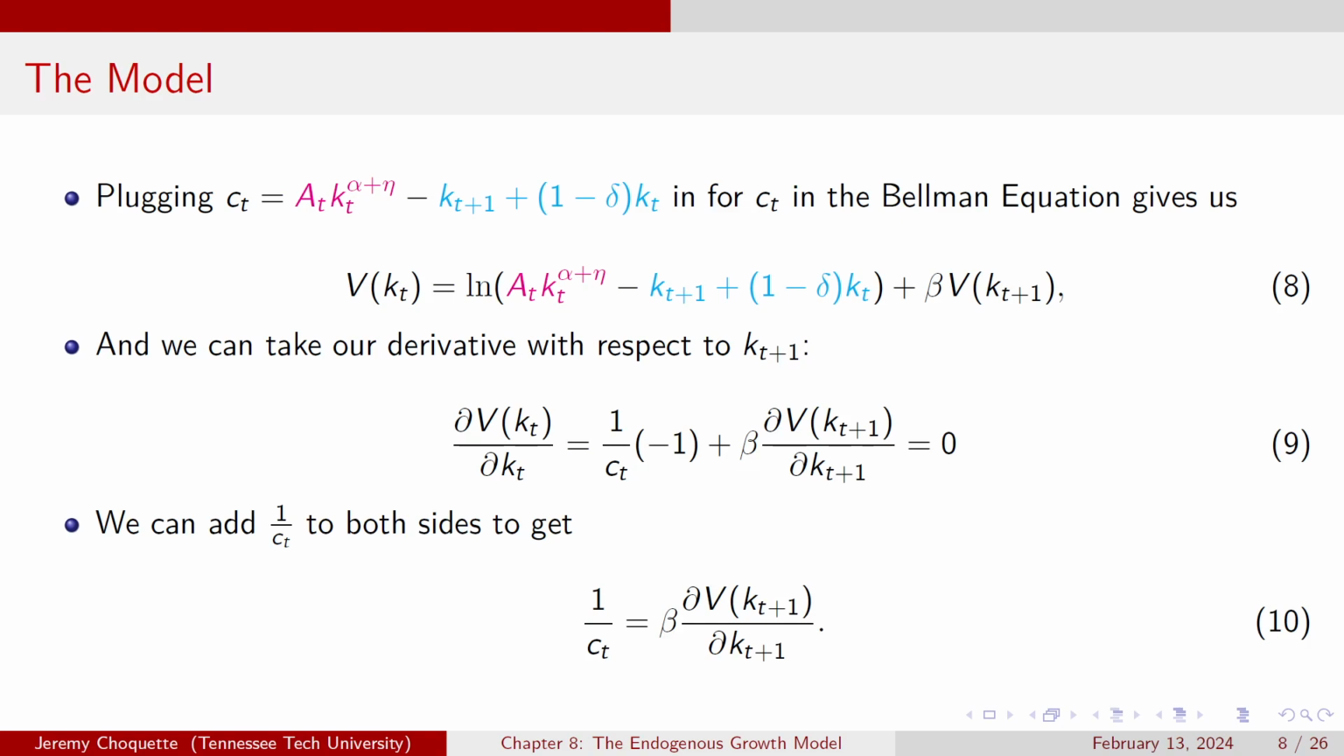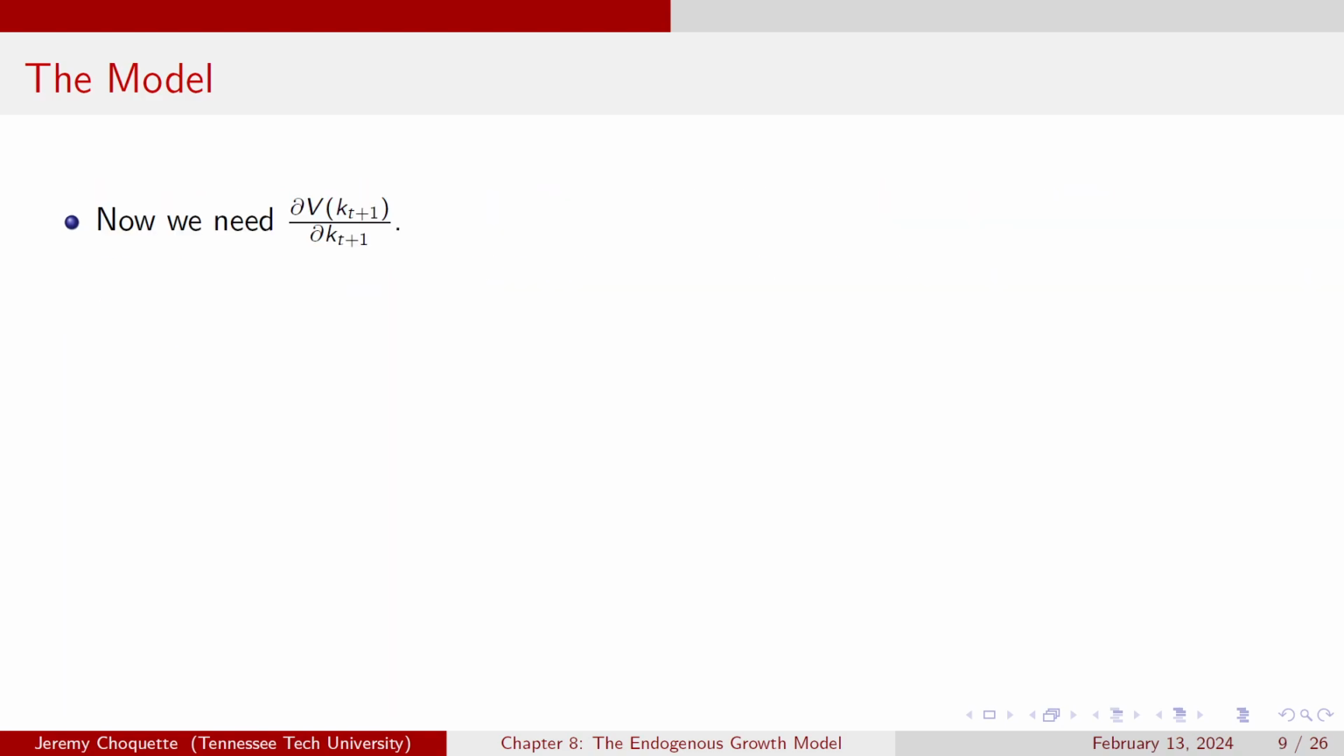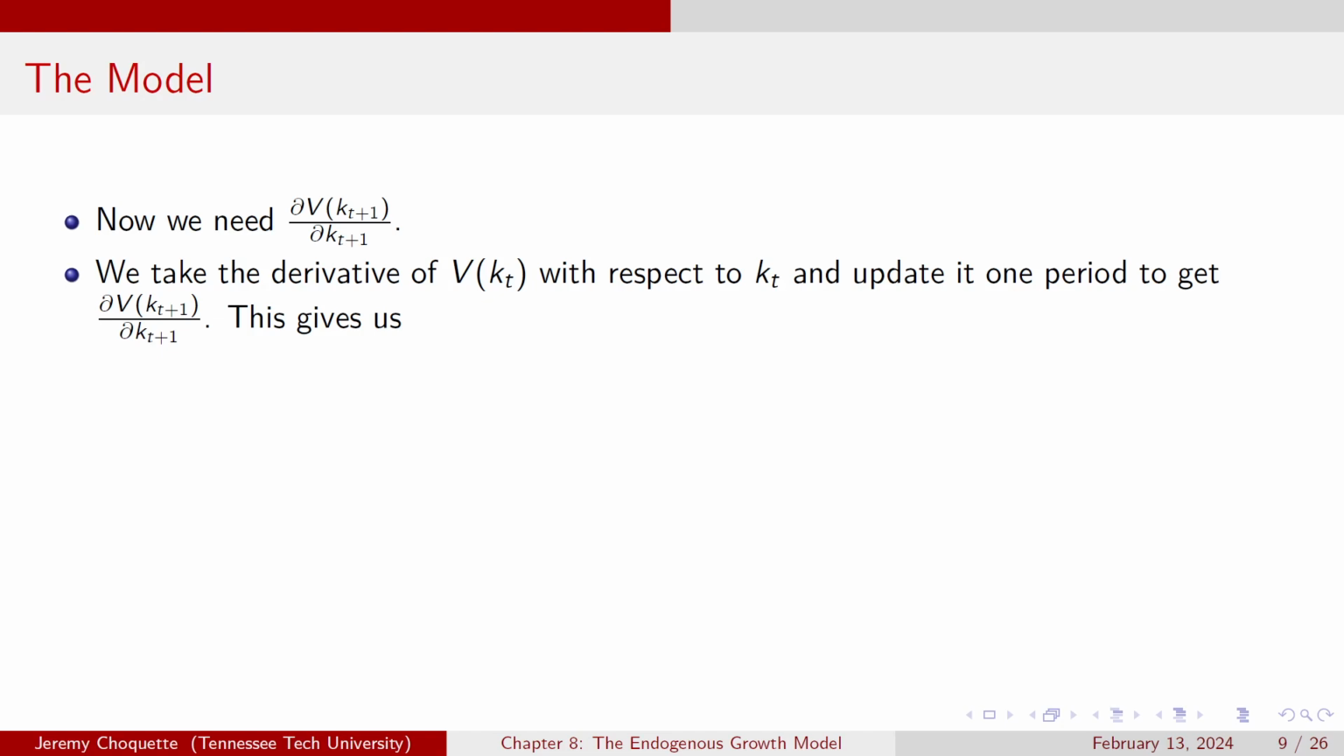All right, well, it's 1 over ct equals beta times that partial thing. What's that partial thing? Well, I got to figure that partial thing out, don't we? So I take the derivative of v of kt with respect to kt instead of kt plus 1, and I update it one period. Right? So the derivative of v of kt with respect to kt is given by equation 11.